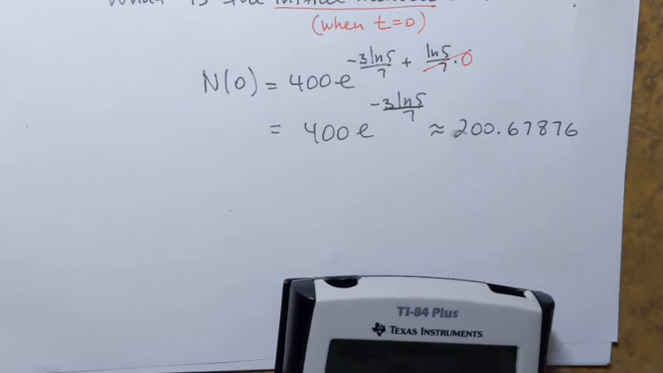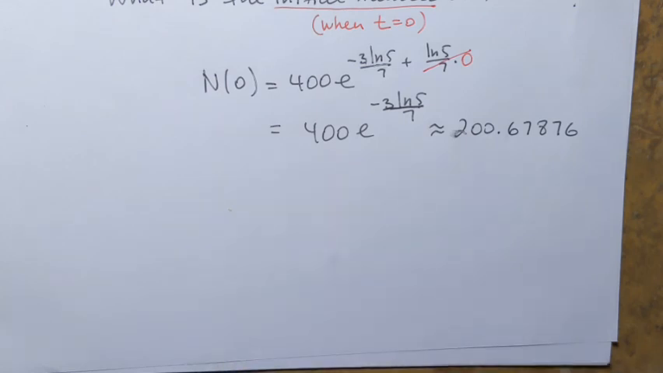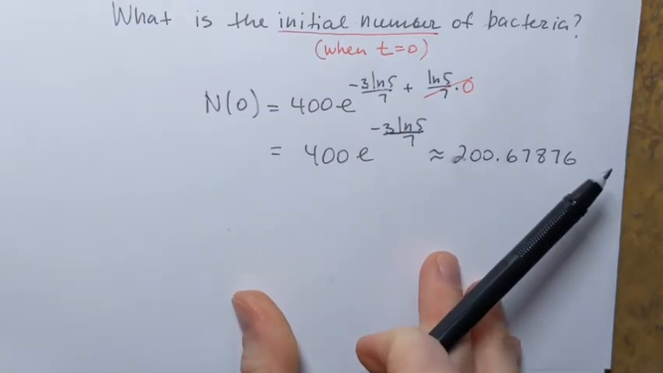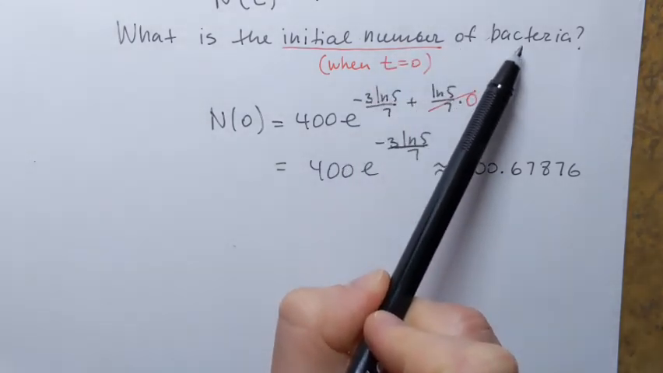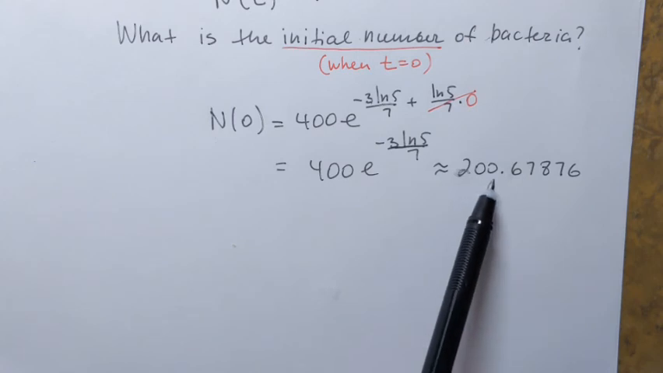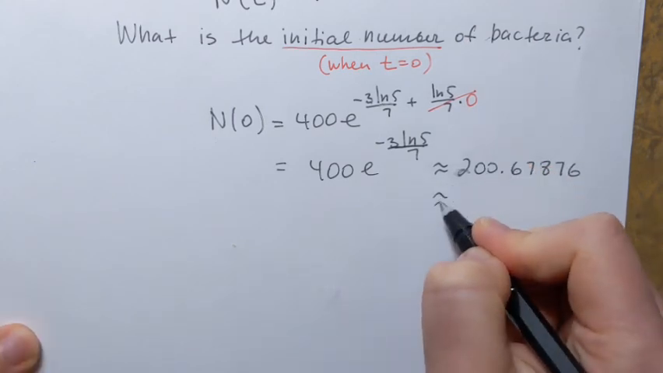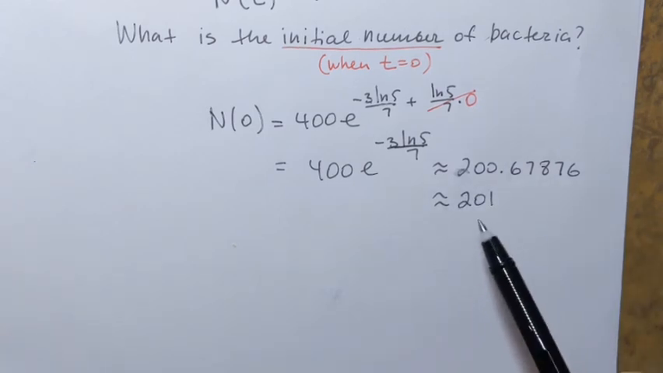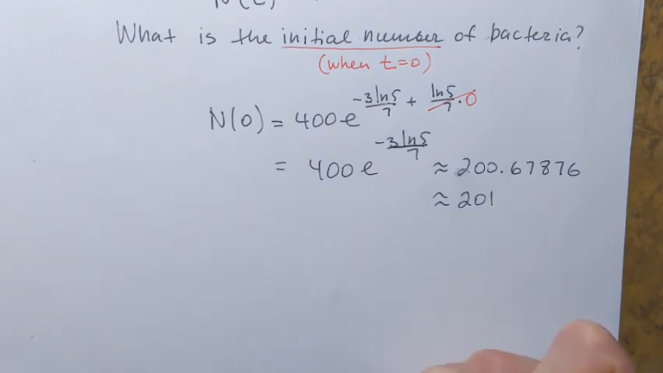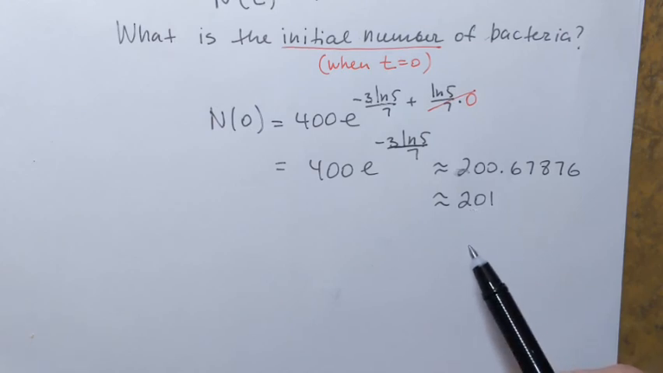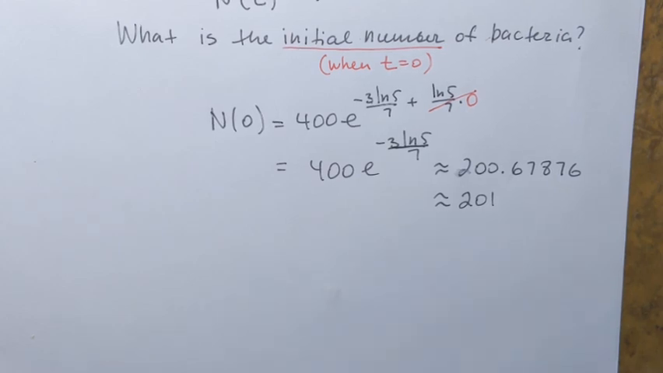Let's refresh what exactly that number represents. That number represents the value of n at t equals 0, or we have the equation over here. That's the initial number of bacteria. Well, I guess we count bacteria using whole numbers, right? And because of that, I'll just round it to the whole number. So that's approximately 201, right? Okay, well, here it is. That's the answer. So that means that at the very beginning, they had 201 bacteria in that sample, or I guess in the culture.